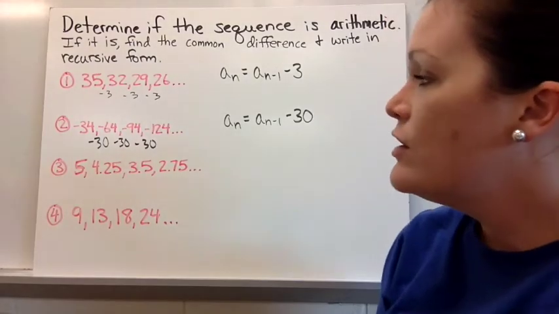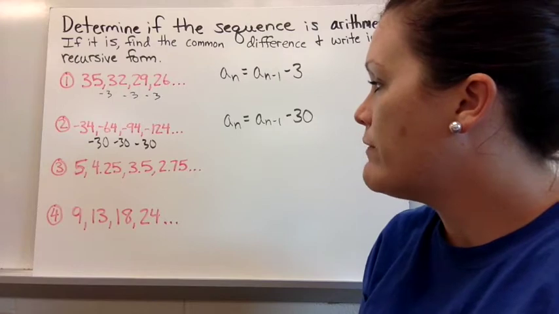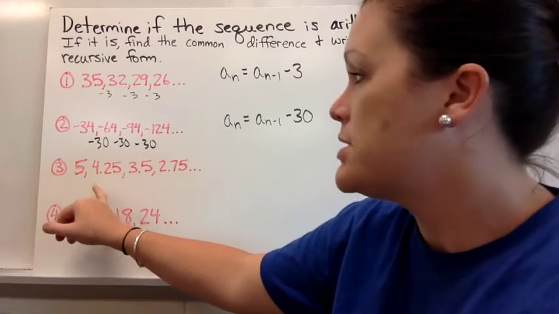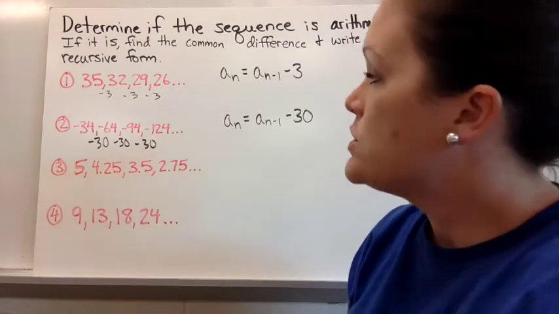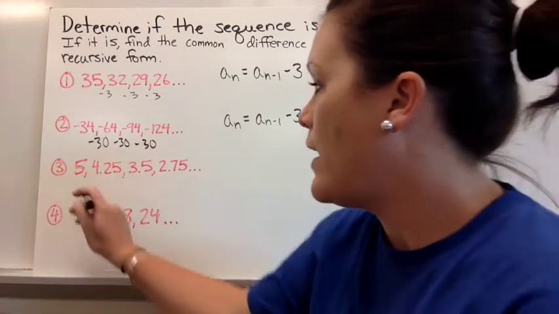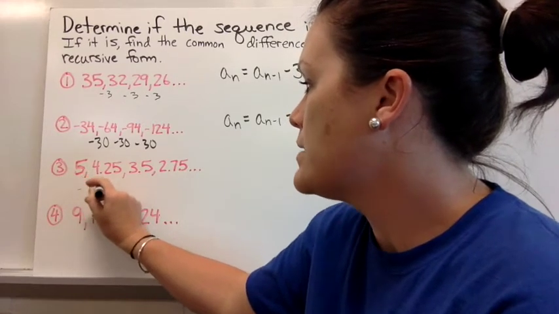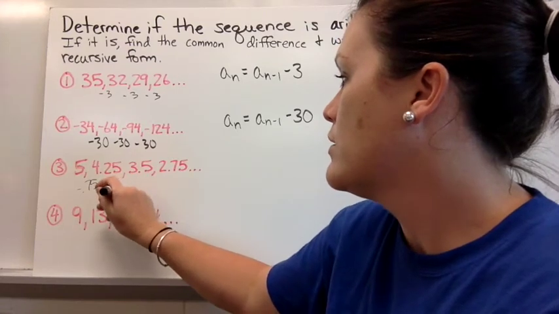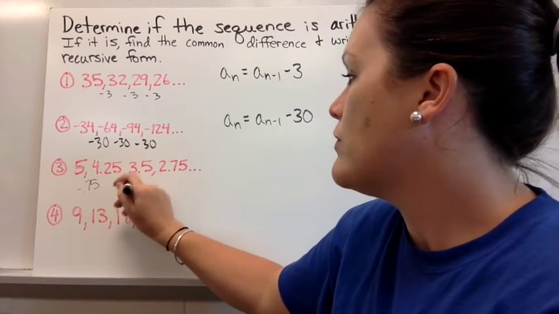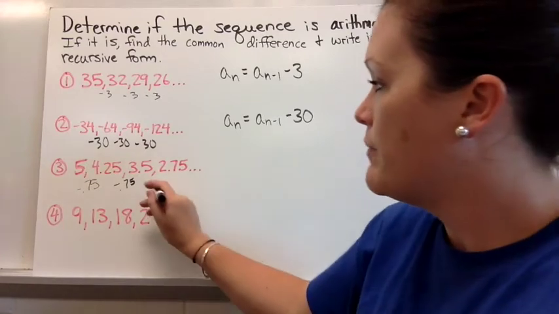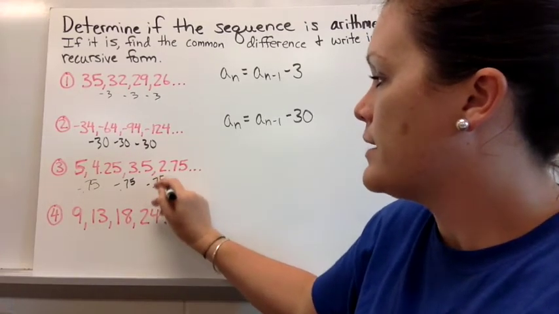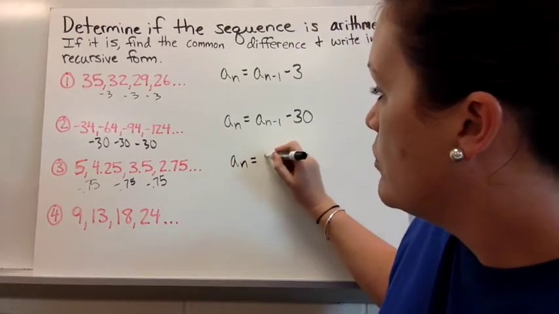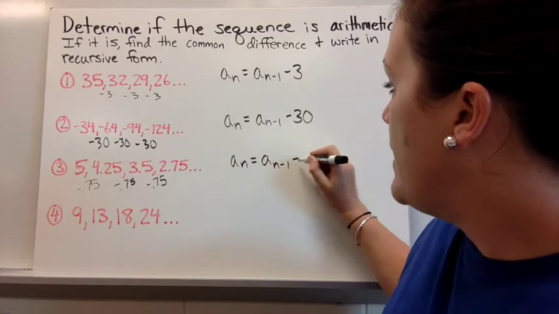We have 5, 4.25, 3.5, and 2.75, because you can have decimals and sometimes you could have fractions, but they work with the same idea. So 5 to 4.25 would be to subtract 0.75. So the same thing happens between 4.25 and 3.5, and then the same thing happens again. So that is our common difference. We would say the term we're looking for would be the previous term minus 0.75.